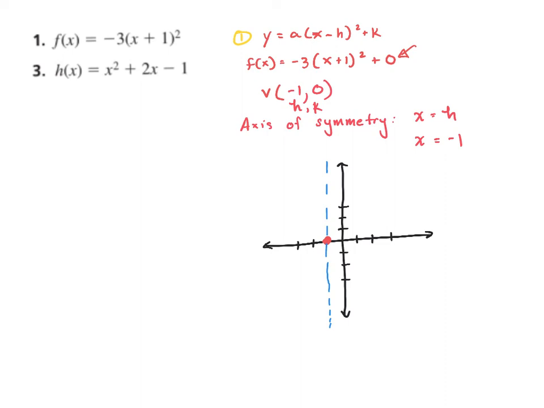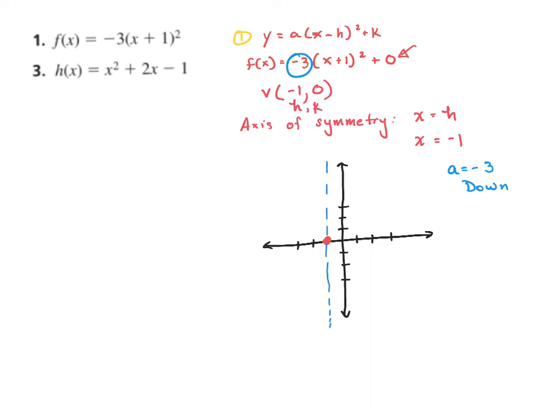We know it opens downward. A is negative 3. That means it opens down, so we know it's upside down, like the St. Louis Arch. Y-intercept, we don't know that because it's not in vertex or not in standard form.